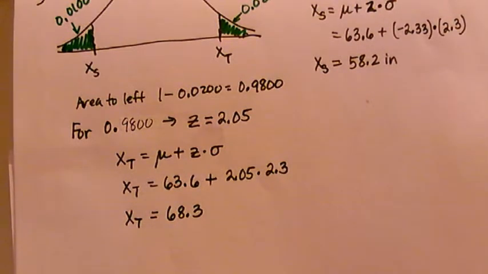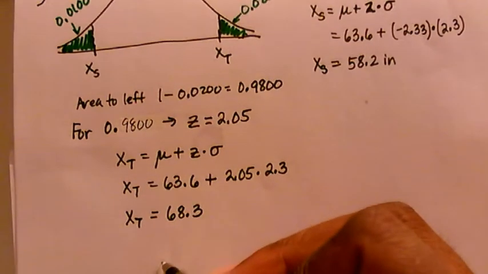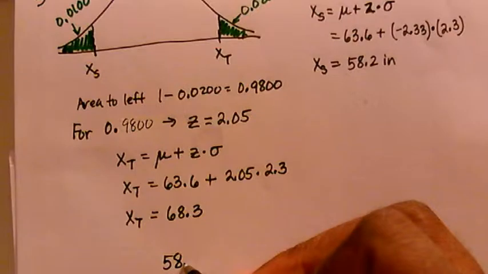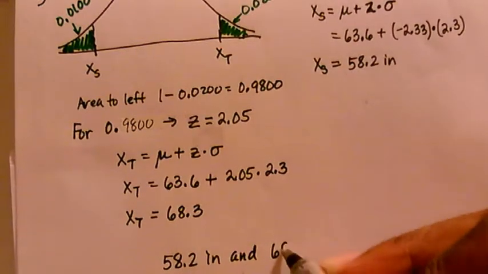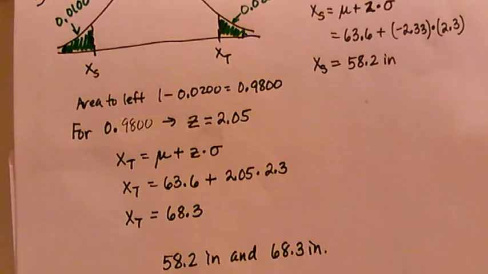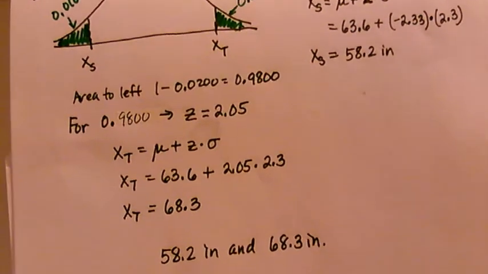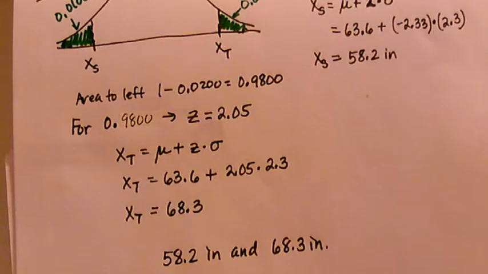Okay, so based on the new requirements for this branch of military, the women's heights will have to be between 58.2 inches and 68.3 inches. If they were to change it so that this will exclude the shortest 1% and the tallest 2%, then those new height requirements will have to be between 58.2 inches and 68.3 inches.